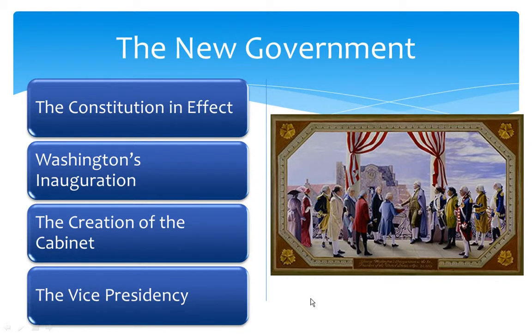What did you say it was? Department of State, State Department. So this is overseen by a Secretary of State. The first Secretary of State was a man by the name of Thomas Jefferson.